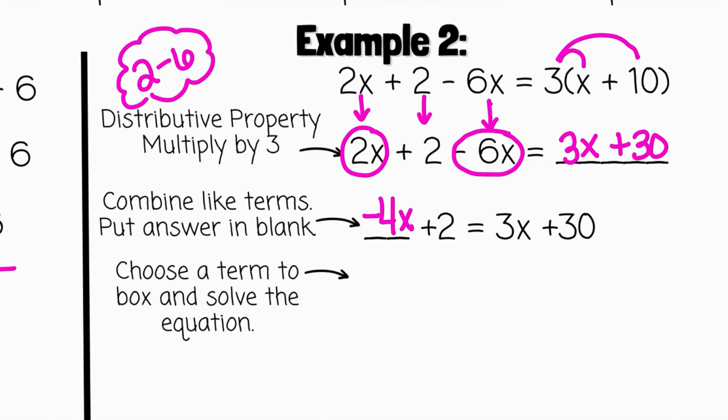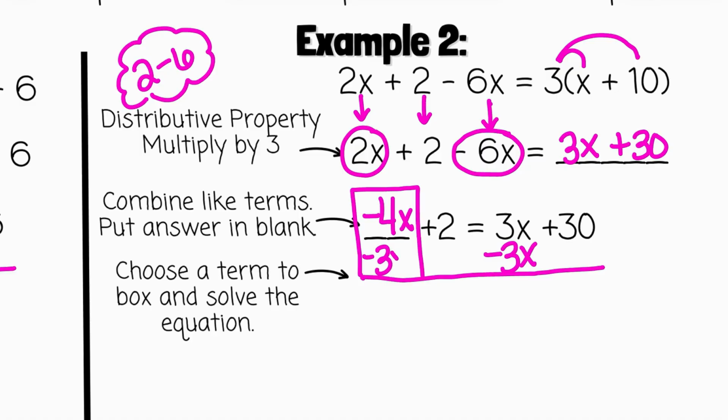All right, now choose a term to box. Like I said, you have a lot of freedom here. You can pick any term to box. Most of my students like to just box the first term and then keep working. So if I box the negative 4x, I have to move the other x. So that would be 3x. To make a 0, I need to subtract 3x.